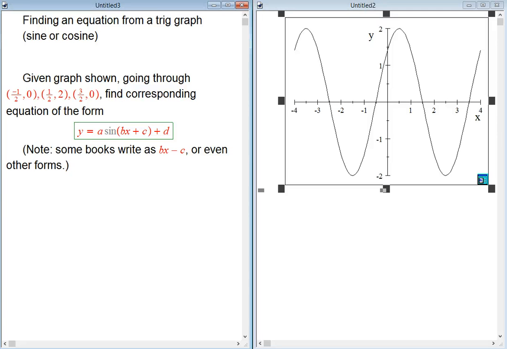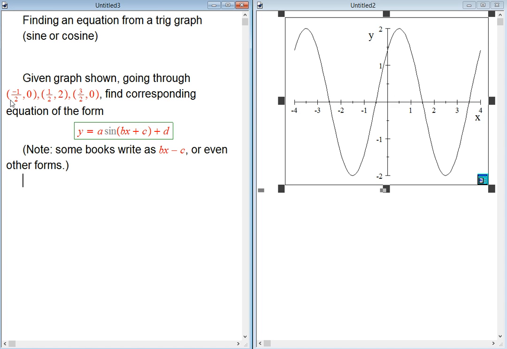Here's an example of going backwards from a graph to an equation. This is a simple version of modeling some sort of oscillation by a sine or cosine function. So we're given a graph here, what certainly looks like a sine wave. So let's say it really is a perfect sine wave, but we don't know exactly how the sine or cosine function has been modified, and we want to write out a match.